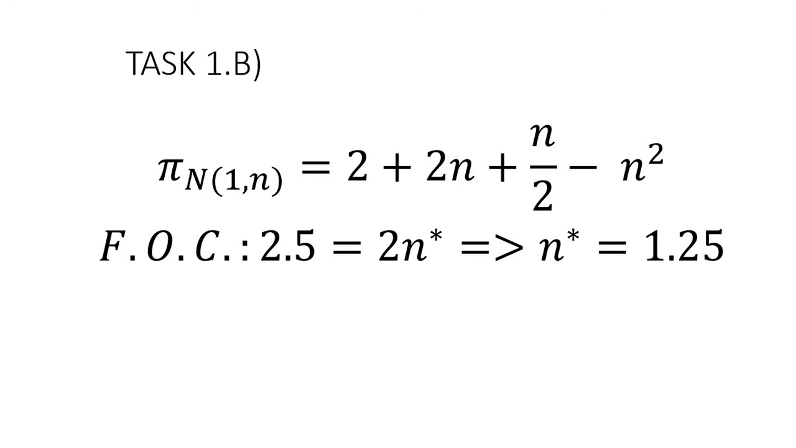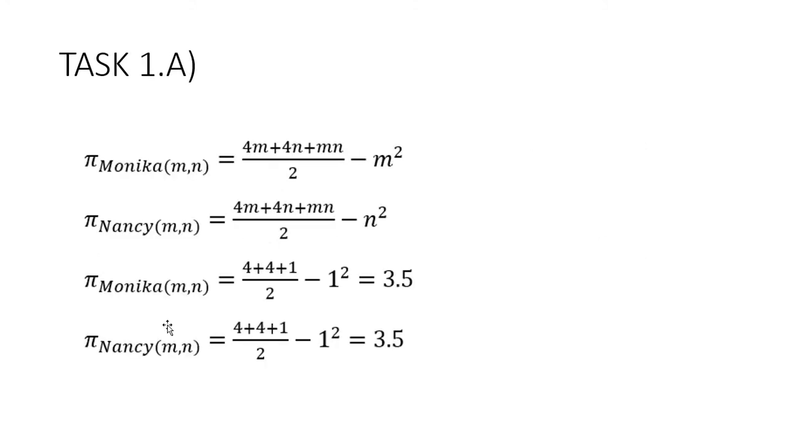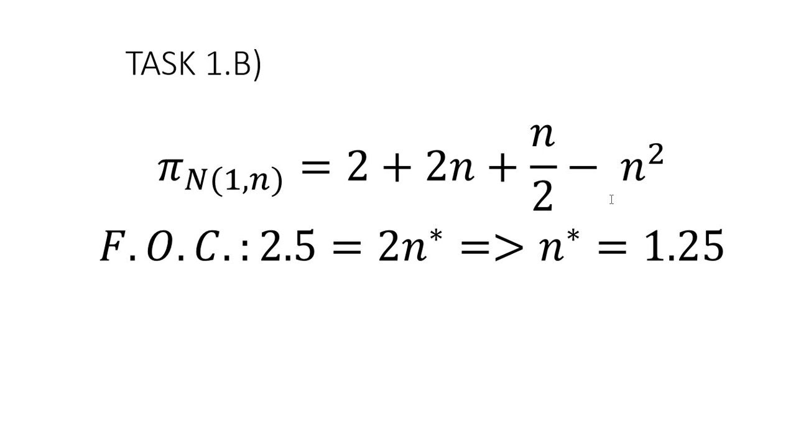So if you do this, then her payoff function is calculated as 2 plus 2n plus n over 2 minus n. If you wonder how I got this, this is just a simple linear transformation of Nancy's payoff function, where I put 1 instead of m, because we know that Monica is going to make 1 unit of effort. So in this case it's a function of one variable, because we know that Monica is going to make 1 unit of effort.